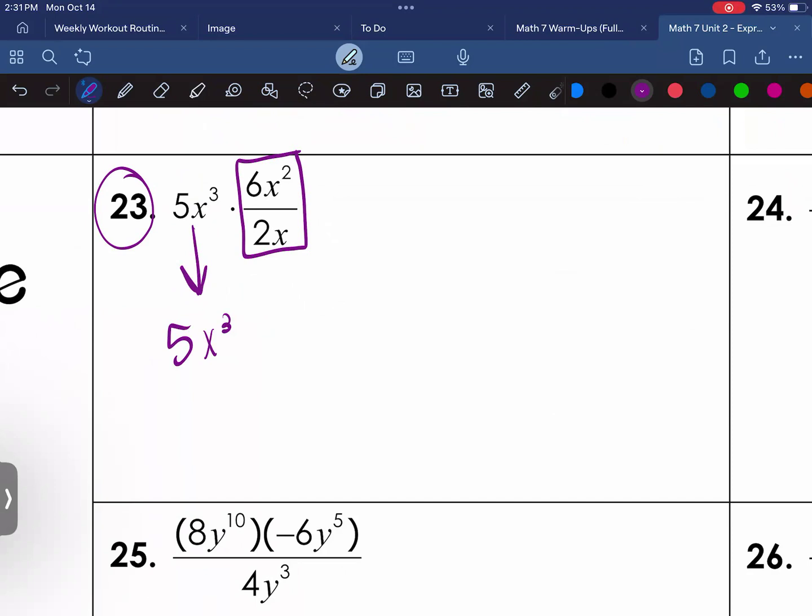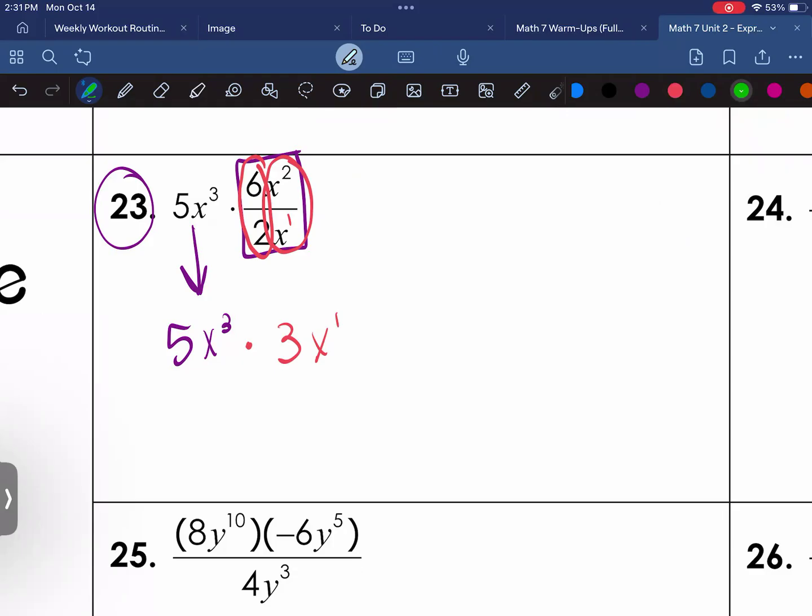Okay, we have 6 divided by 2. That is going to be 3. We have x squared divided by x to the first power. That is going to be x to the first power. If you are stuck on that step, pause the video here so you can figure out what you did wrong.